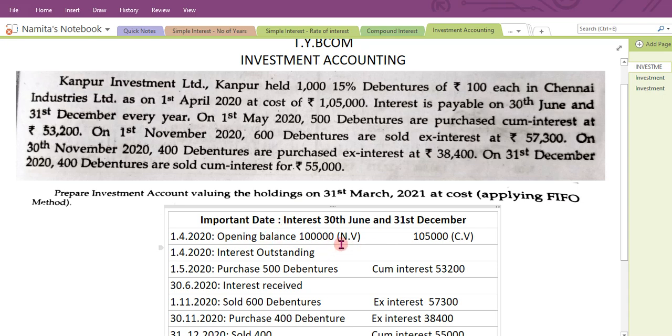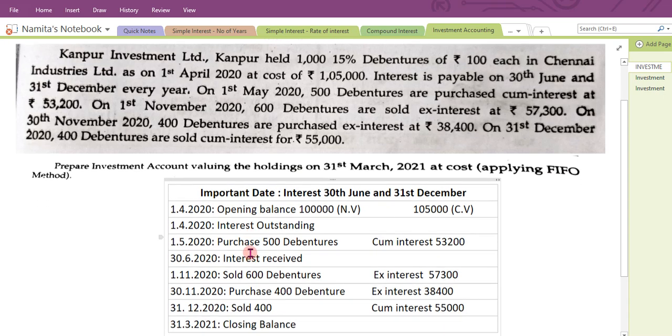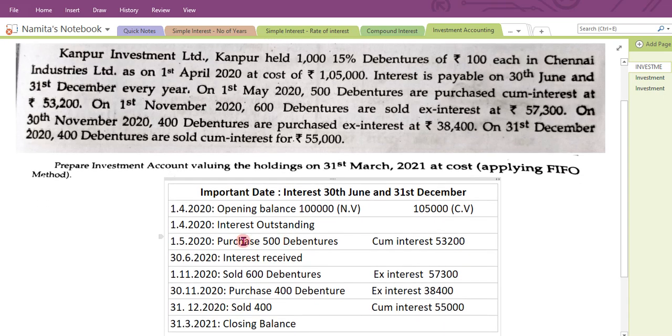And on these debentures, on this 1 lakh, there will be interest outstanding. On 1st April there is an opening balance, and on the same day we have to calculate the interest. From which date will you calculate the interest? The last interest was paid on 31st December, so you have to calculate the interest from after that date.